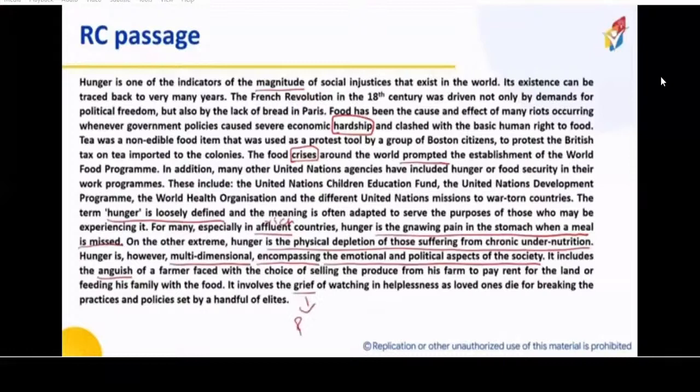Hunger involves the grief of, the pain of, the suffering of watching in helplessness as loved ones die because of practices and policies set by a handful of elites. Elites here means the privileged people. So the privileged people, the rich ones, the educated, the better off, set practices and policies, and this basically causes helplessness for people who are not so elite.